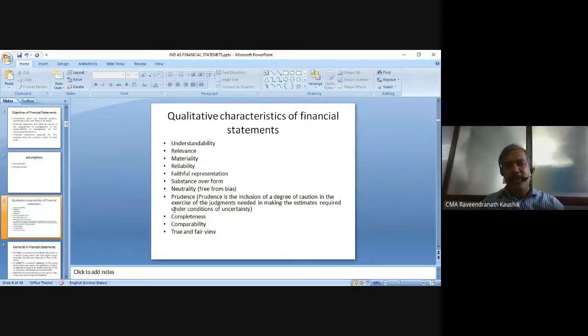So many times we need to use this judgment of substance over form, especially when you are recognizing your notional things. We need to be very judgmental when we give more importance to substance rather than the form. Form is also very important, and we need to follow that also, but we need to give utmost importance to the substance which is coming out of that particular transaction. That's what substance over form means here.